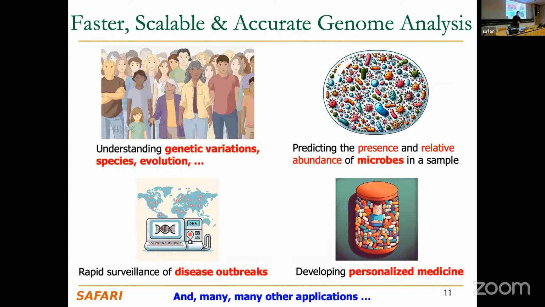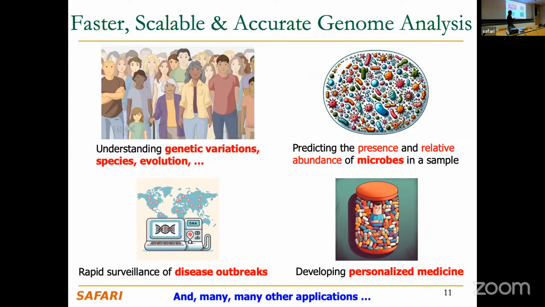So let's now start focusing on the genome analysis direction. Today, it's really essential to achieve faster, scalable, and accurate genome analysis for many reasons. Such genome analysis can enable us to understand genetic variations and species evolution faster and more accurately, which may contain extremely valuable information to improve the quality of life.